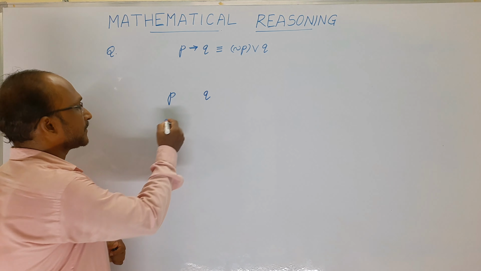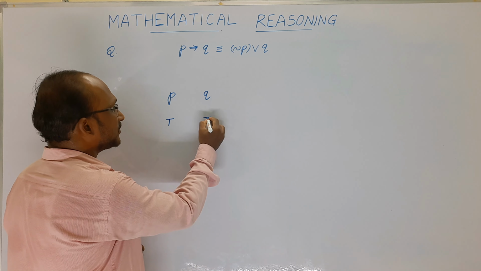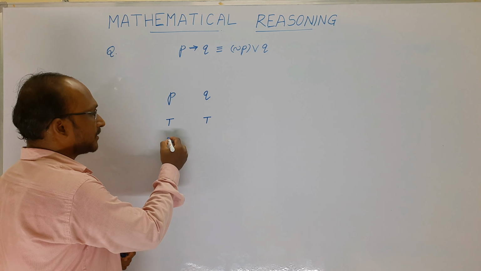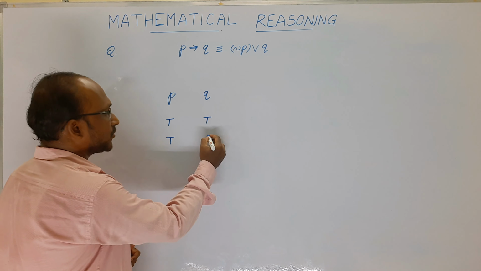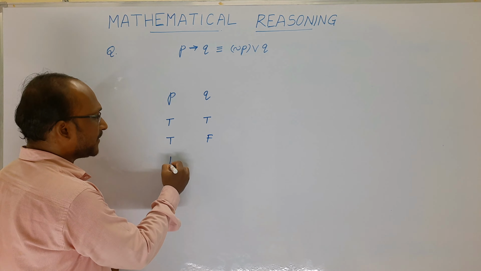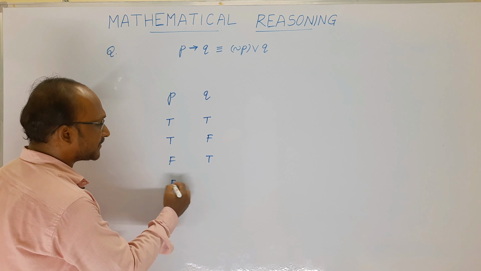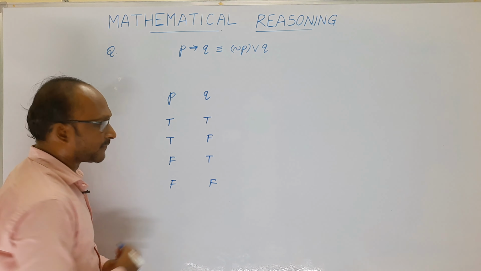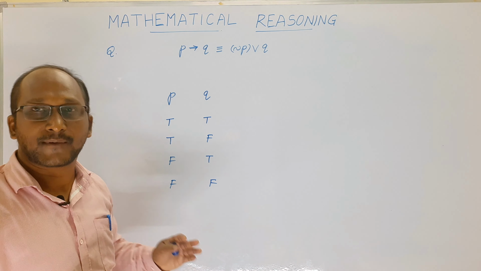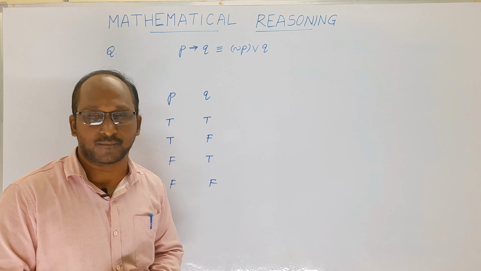What are they? Both the statements true and true. P may be true, Q may be false. P may be false, Q may be true. And both the statements may be false and false. These are the cases for any two statements P and Q.